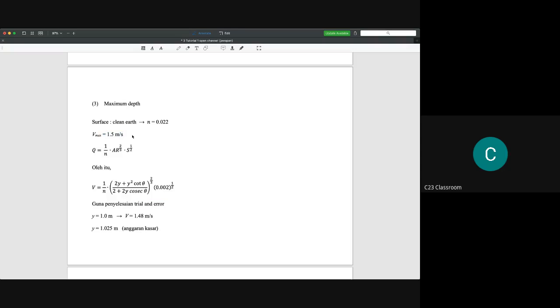This means that if you are doing civil engineering works with an open channel, you just focus on the water level. If the water level increases to more than 1.025 meters, it means that your open channel might start to erode.